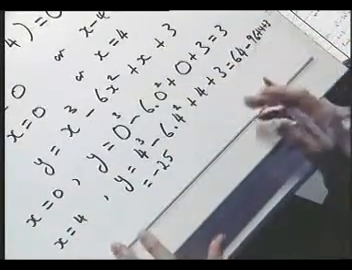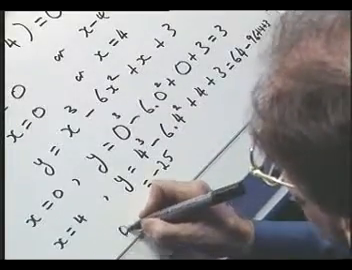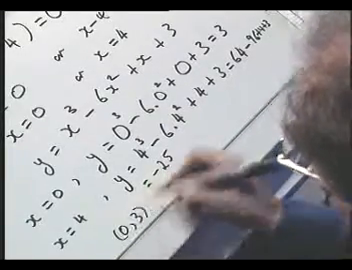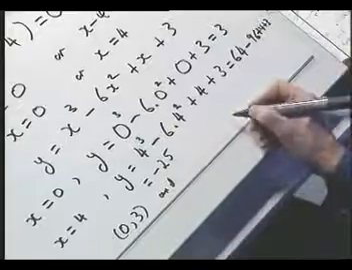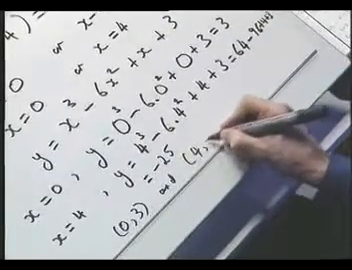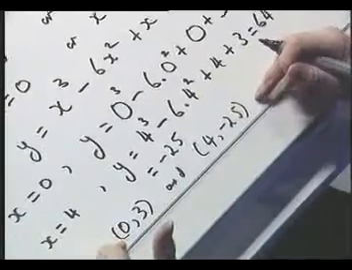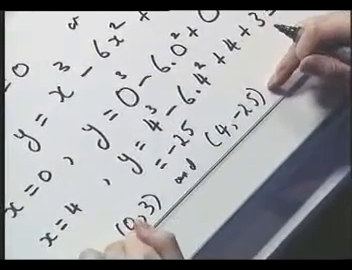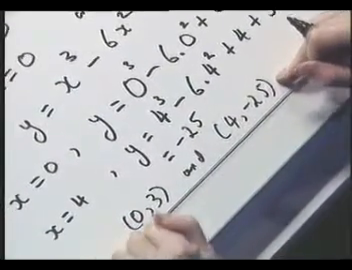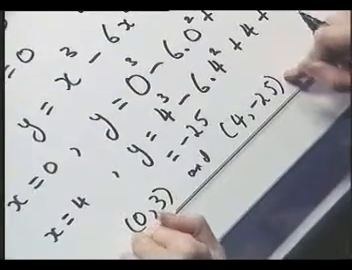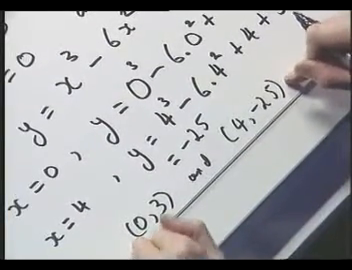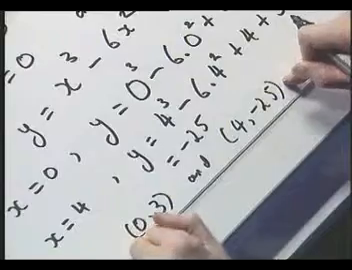So our 2 points are (0, 3) and (4, minus 25). And those are the 2 points where the gradients of the tangent are equal to 1, and so where the tangents are parallel to the line that we started out with, that's y equals x plus 5.